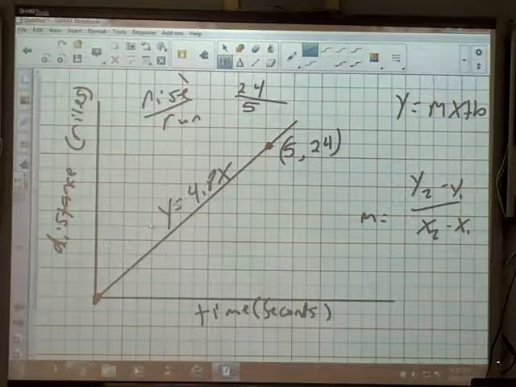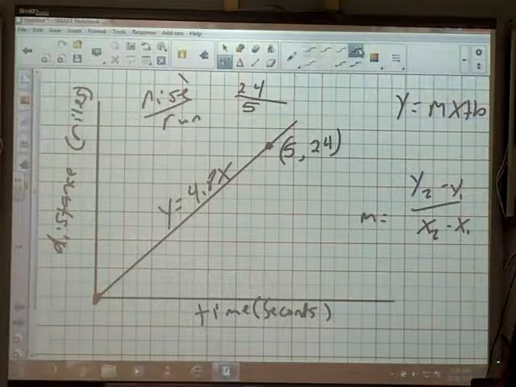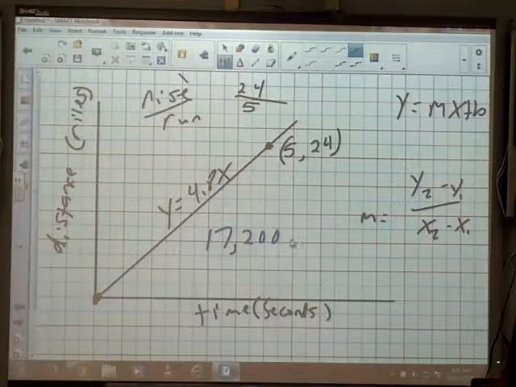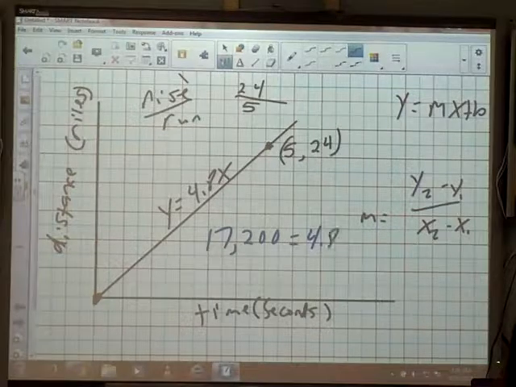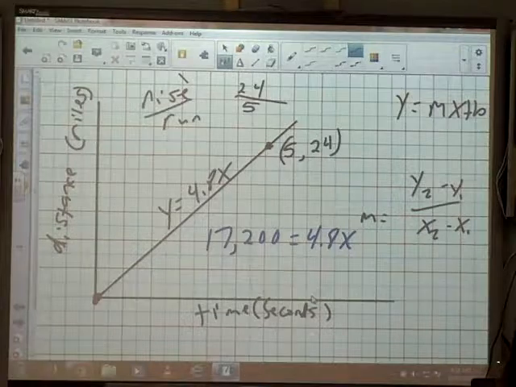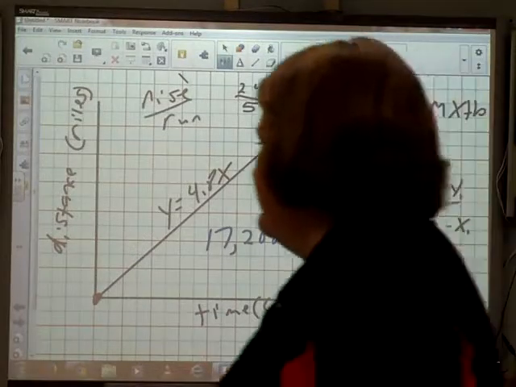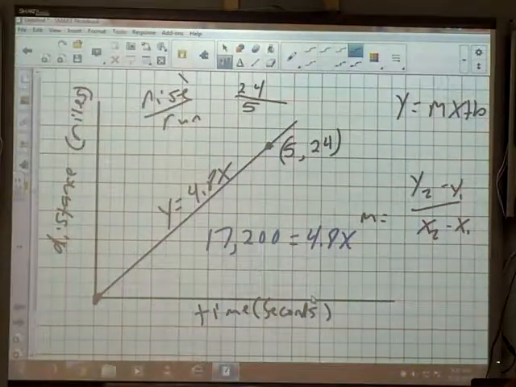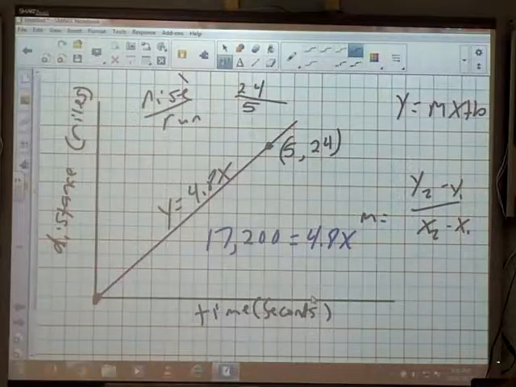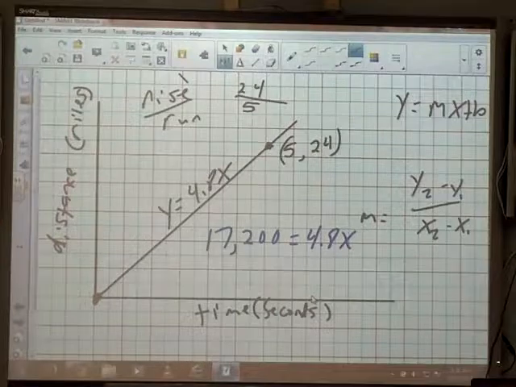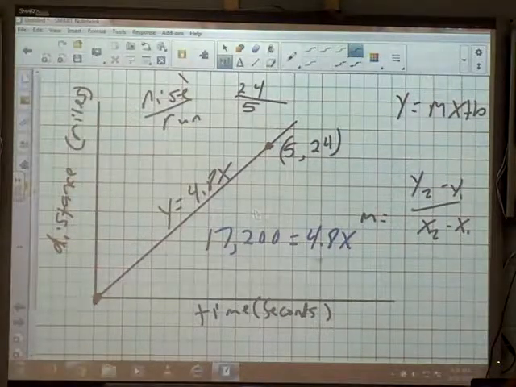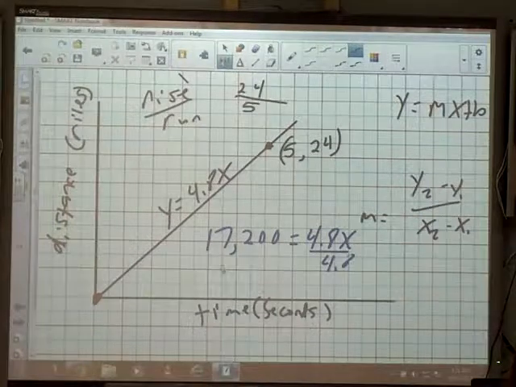So I said 17,200. Let me get a new color so we can see it. 17,200, because that's the miles, is equal to 4.8 times I don't know how many seconds. So now how do we figure out how many seconds if it's being multiplied by 4.8? I'm trying to solve for X, that's the seconds. It's being multiplied by 4.8. How do I solve that? Good, Jody. We undo multiplication by dividing. So we're just going to divide both sides by 4.8.